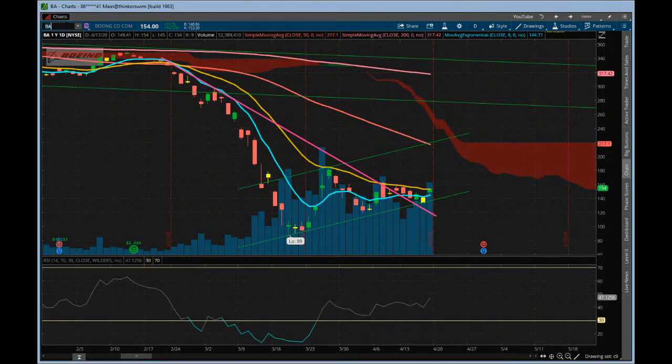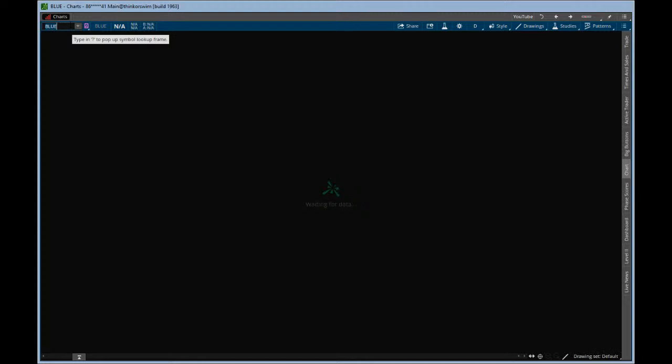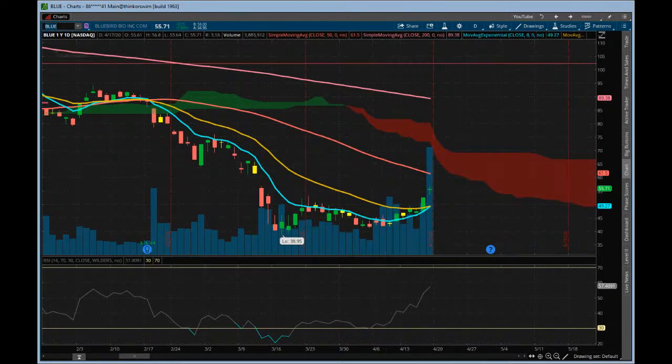Let's take a look at BLUE. Blue, looking pretty interesting. Bluebird Bio. Nice gap up. This could turn into a doji sandwich. I really like the volume on Friday. So see if that can get another move up here. Big move, doji, big move. Right? Doji sandwich. So let's see if it can work its way up off of that. Try to get over the 50 moving average on that one.